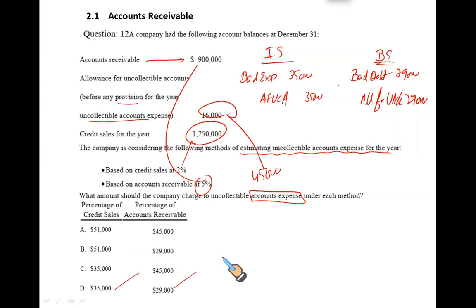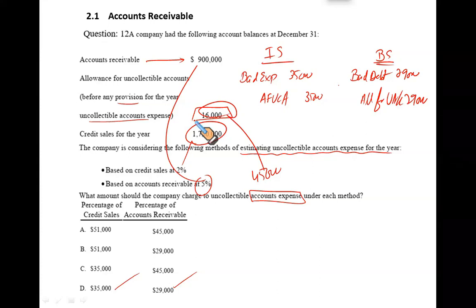16,000. This 16,000 is credit. All these are, see, before any provision, this 16,000 is the available balance in your allowance. Otherwise, had it been a debit, he would have clearly mentioned. There is just one question, not in Wiley, but in Hawk.